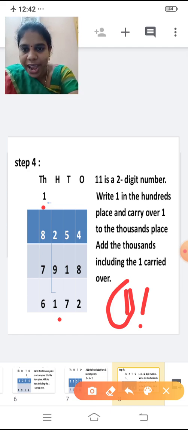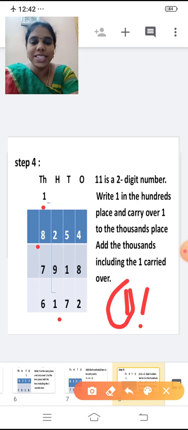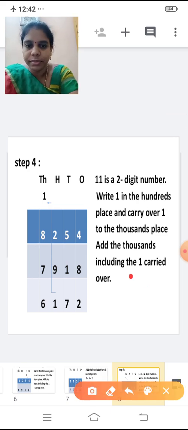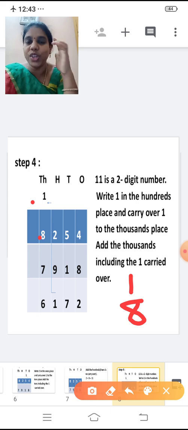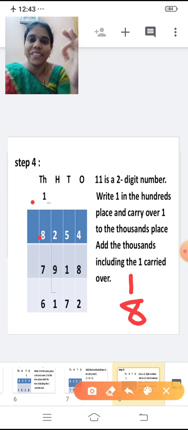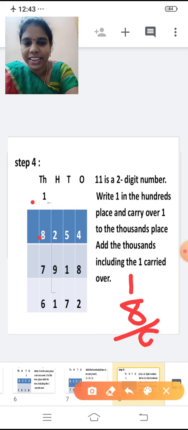Now we are going to add 1 plus 8. When you add 1 plus 8, what is the answer? First take the first two numbers 1 and 8. After 1 you are going to add 8. 1, 2, 3, 4, 5, 6, 7, 8, 9. Right. So the answer is 9.